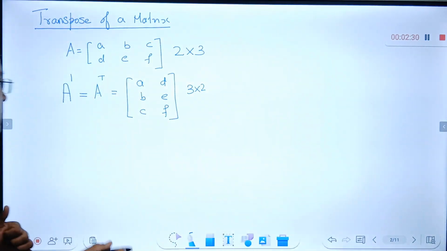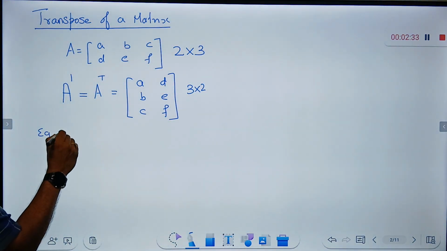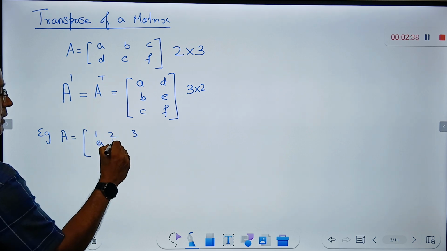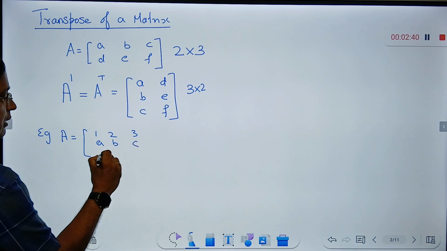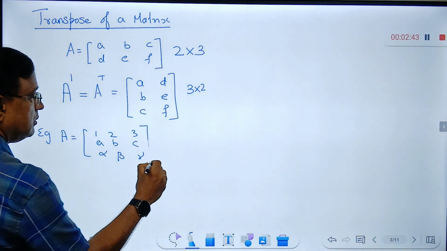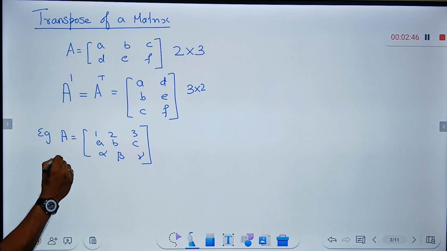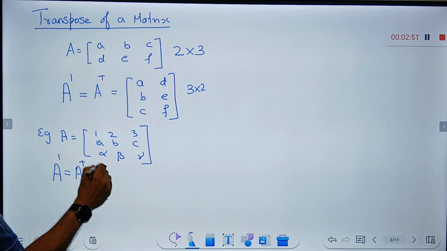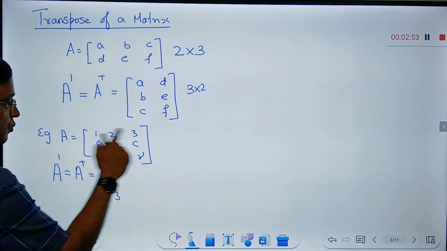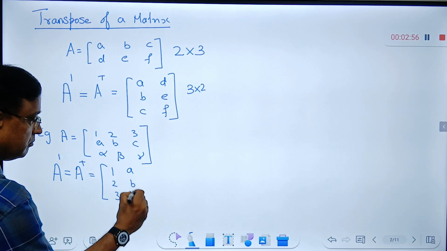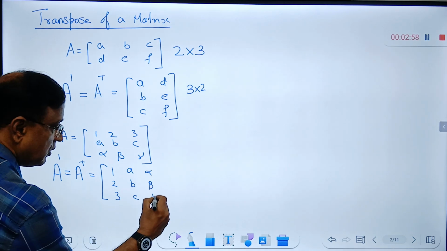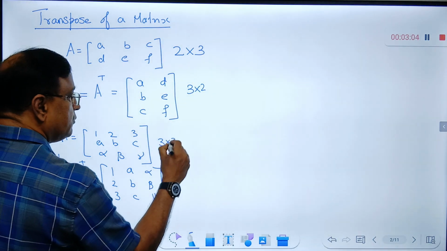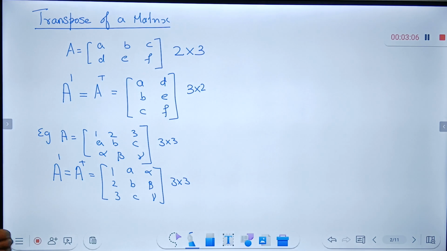I'll give you one more example. Suppose I have a matrix A equal to 1, 2, 3, a, b, c and alpha, beta, gamma. Now, how do I find transpose? See the notation A dash, or you can put A transpose, whatever you want. Rows and columns are interchanged. 1, 2, 3, your row becomes column. This process is called transpose of a matrix. This is a 3 by 3 matrix. Here there is no change in the order because it is a square matrix.